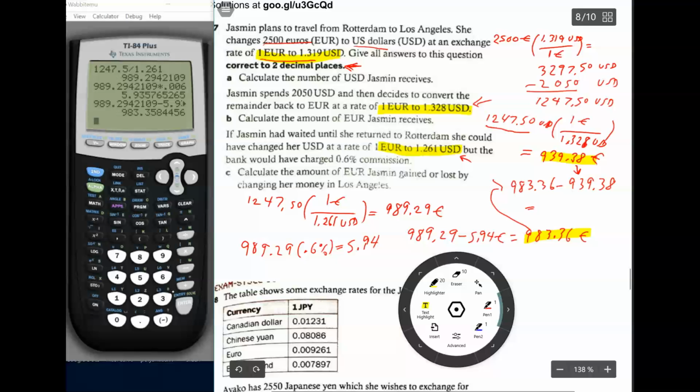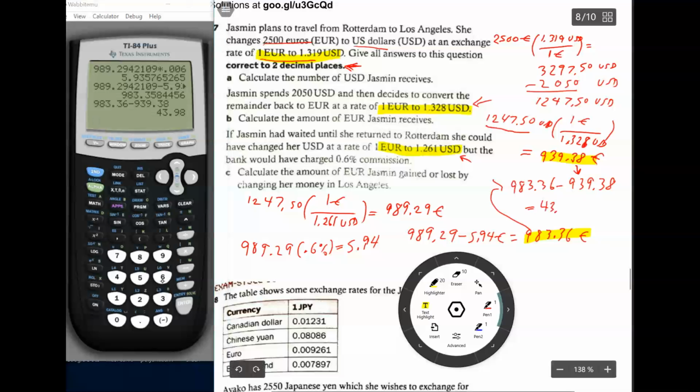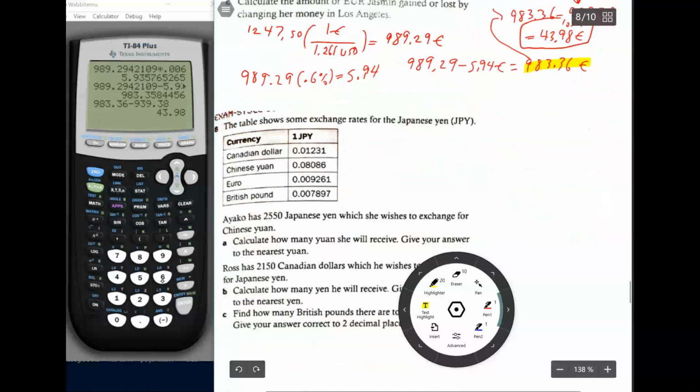983.36 minus 939.38, 43.98. That's how much she lost. Okay, so that is the answer to C. Number 8.